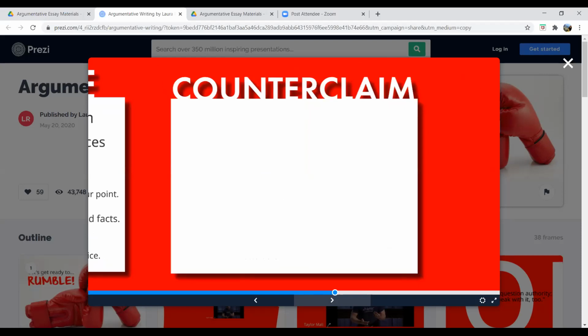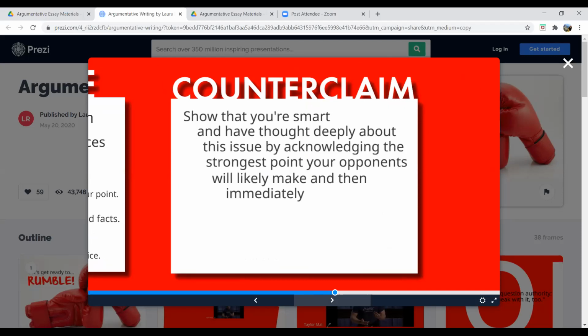Okay, the last part is called a counterclaim. What is a counterclaim? Oh, a counterclaim is only something that you do to show that you're smart and have thought deeply about an issue by acknowledging the strongest point your opponents will likely make and then immediately take them down. Okay? Counterclaim means you have to know what the other side is talking about and basically tell them that they're wrong before they get a chance to give you that information.